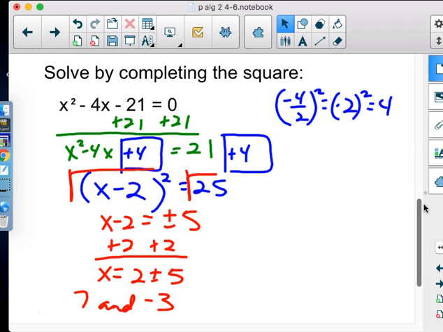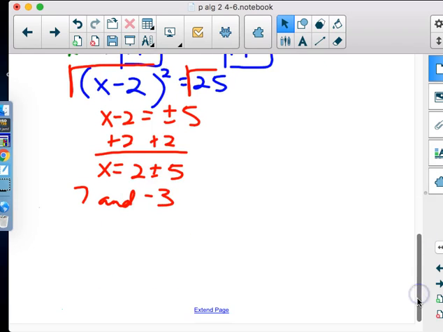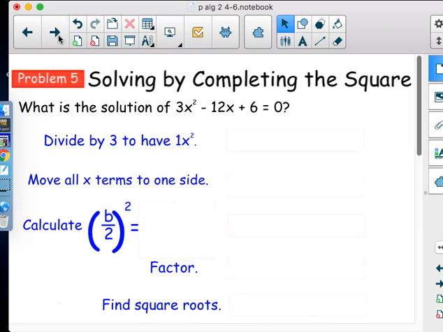Do you know two numbers that multiply to negative 21 and add to negative 4? Negative 7 and positive 3. So we are right. We got them. So when it works out nice, that means there was another way this one could have been done. It could have been factored. All right. You're doing a good job.